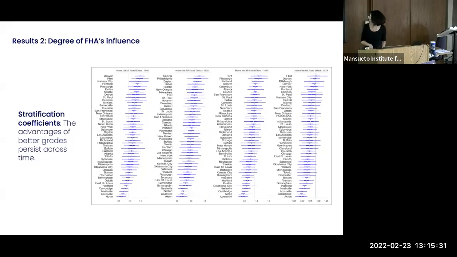One thing that we should see about these values is that they're always positive for all cities and all decades, and they're all very statistically unlikely to be zero. I don't know if you can see, but this x-axis really ends at like 0.5 or 0.25 for all of these coefficients.